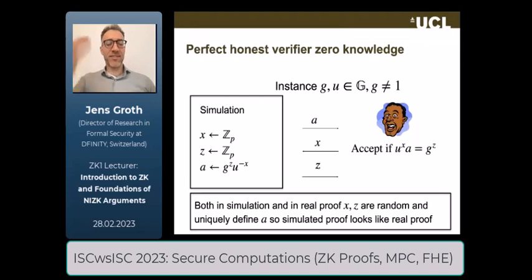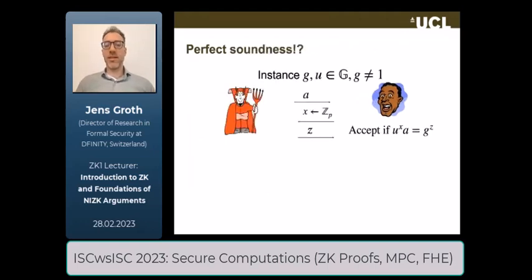And in both cases, both in a simulation and the real proof, X and Z are uniformly random, and then A is the only thing that fits in. So the distribution of simulated transcripts and real transcripts are exactly the same. Okay, and as argued before, soundness doesn't make much sense because, of course, U has a discrete logarithm base G.